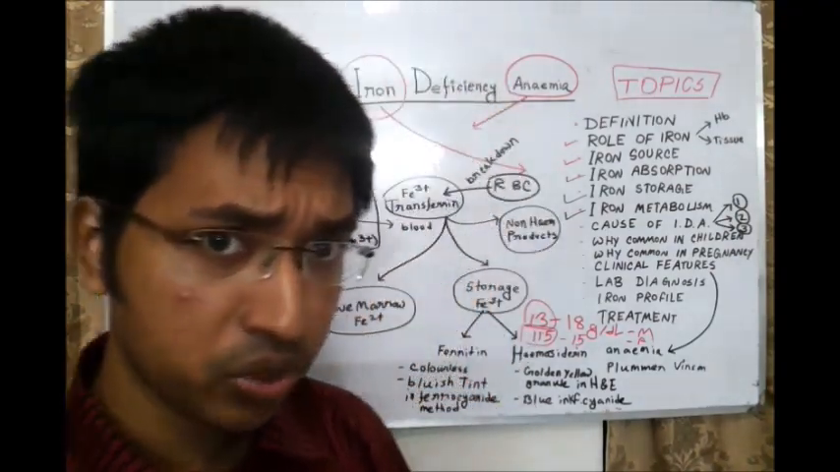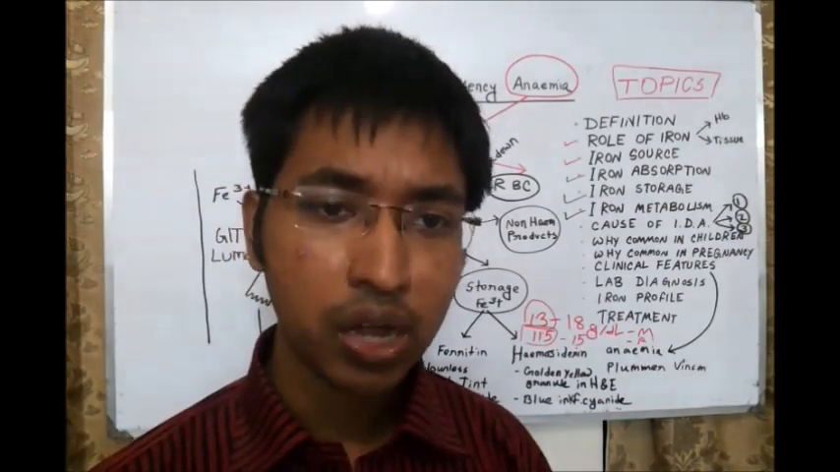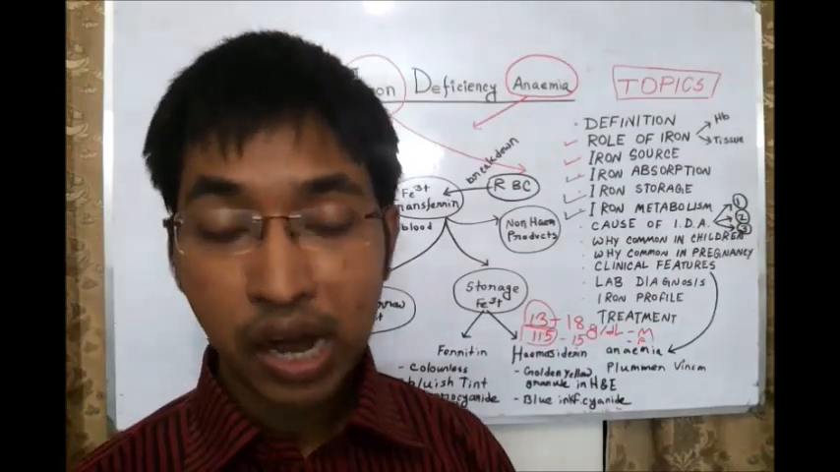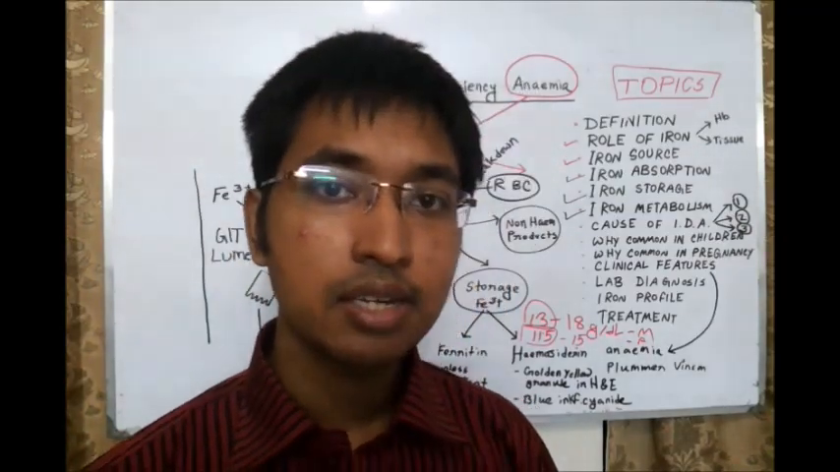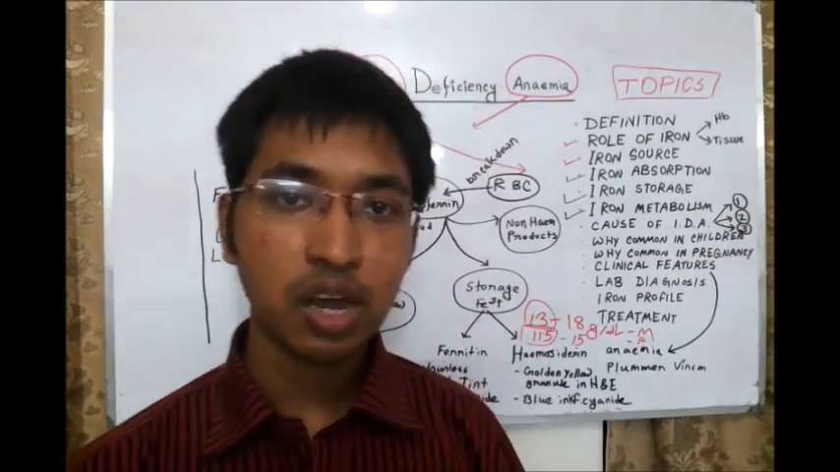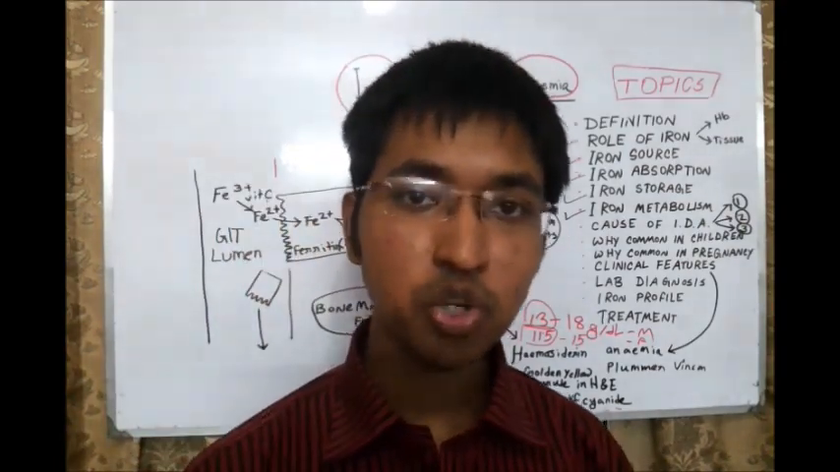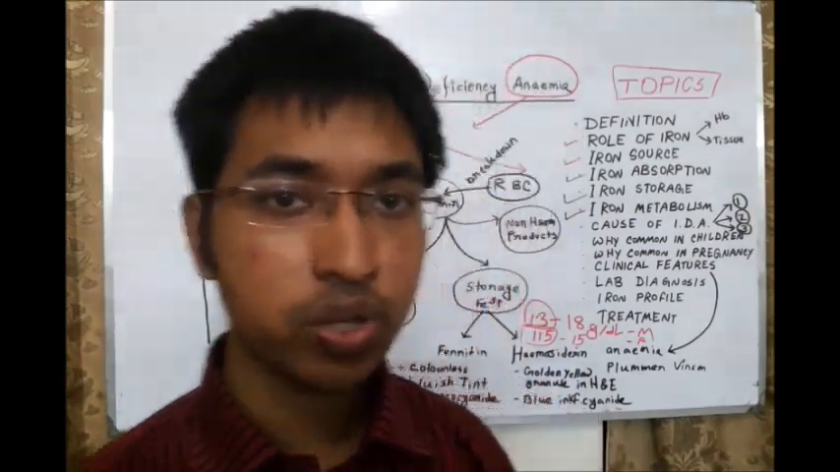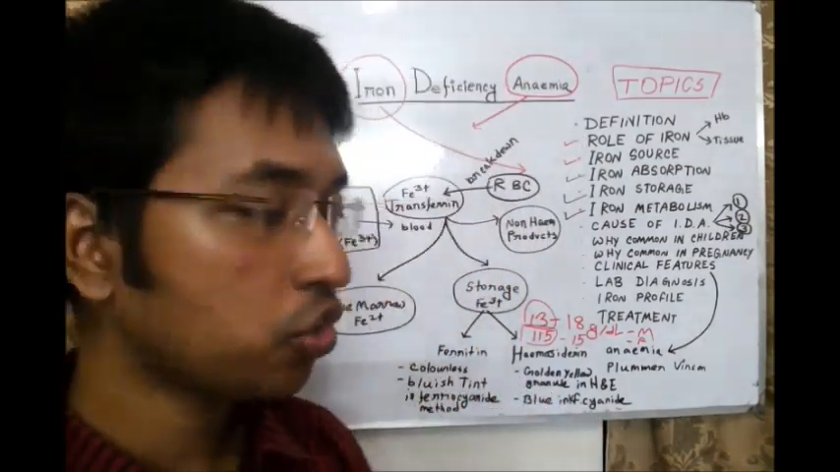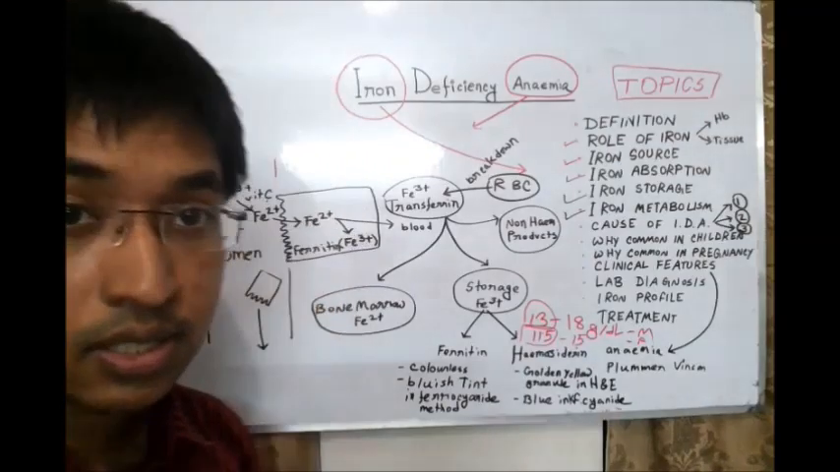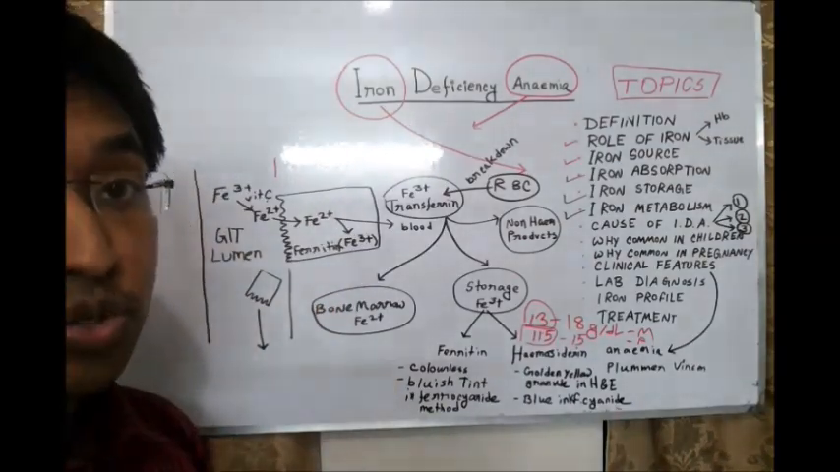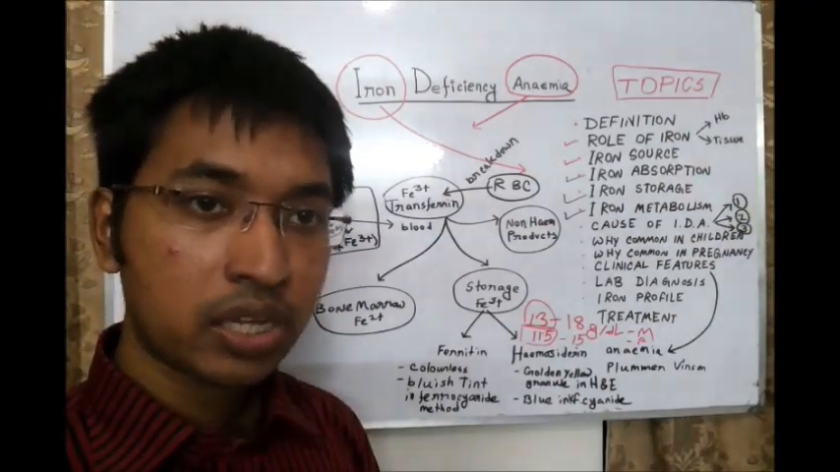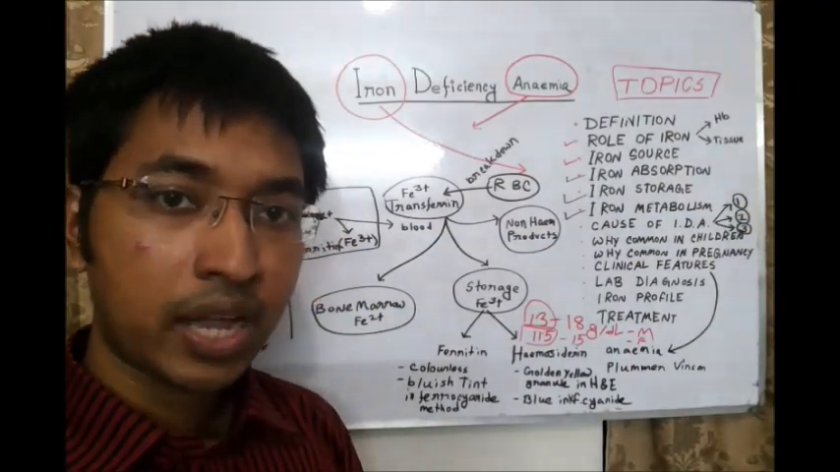Okay, so now that we have cleared the distribution of iron, now we have to know a thing or two about iron metabolism. Okay, this is important. In order to understand iron deficiency anemia, we have to know what happens when we take food that contains iron. So as you can see, I have already drawn a picture on the board, and this is how iron gets absorbed. So initially, we take iron through diet.